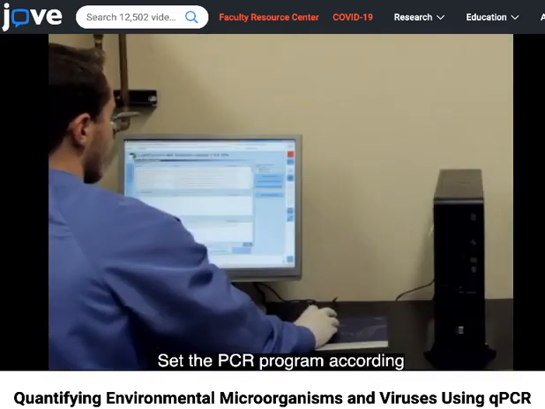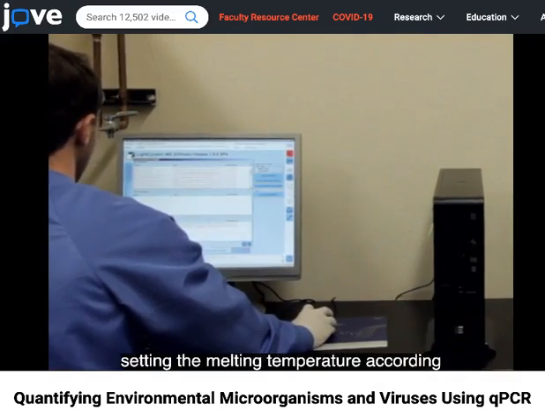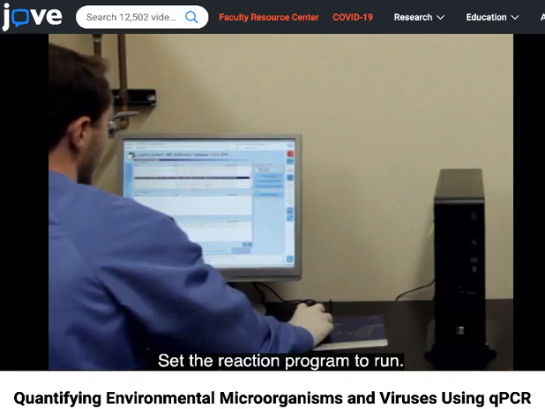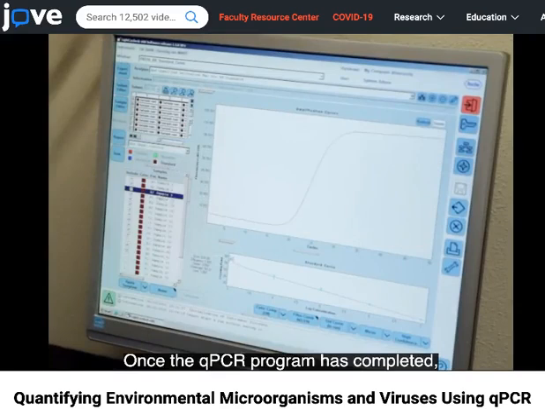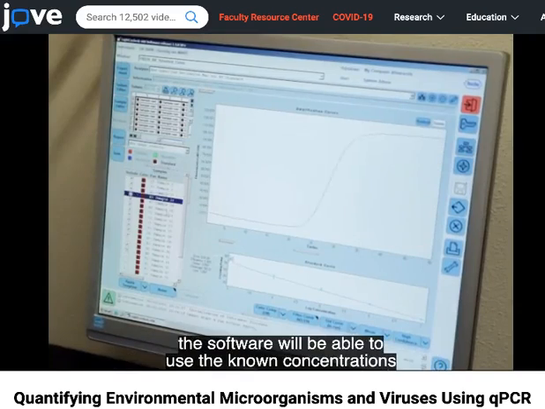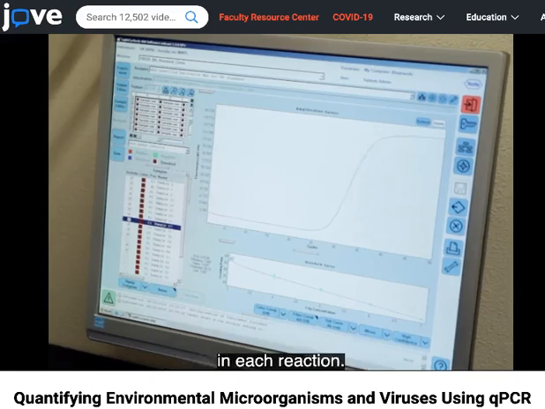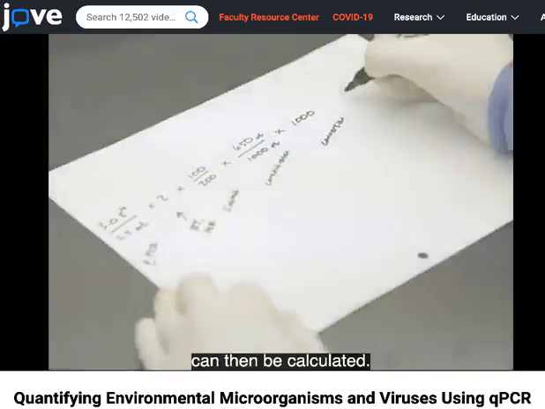Set the PCR program according to manufacturer's specification, setting the melting temperature according to the primer pair being used. Set the reaction program to run. Once the qPCR program is completed, the software will be able to use the known concentrations of the positive control to calculate the quantity of cDNA in each reaction. The quantity of virus in the original sample can then be calculated.